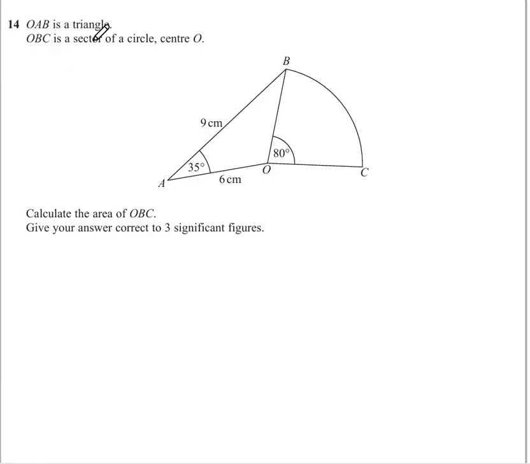Question 14. OAB is the triangle. OBC is a sector of a circle centre O. Oh, we've got to calculate the area of OBC. Okay, so we need to give our answer correct to 3 significant figures. So OBC here is part of a circle, isn't it? We've got a sector. So what we need to do is think about the fraction, so theta over 360 times the area of the circle, pi r squared.